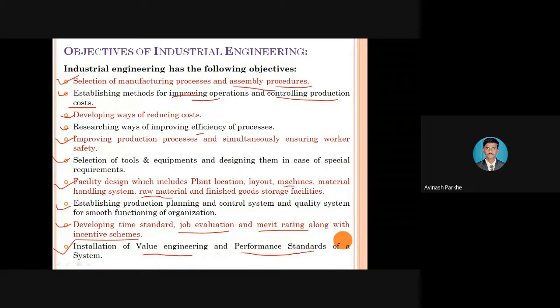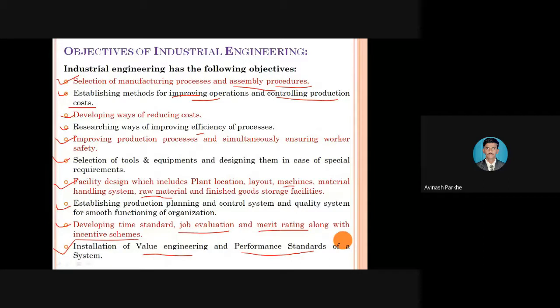So these are the major objectives. Those objectives should be satisfied by using this industrial engineering concept. If I implement all these objectives in any type of industry, automatically with minimum resources we can achieve the maximum output. And what is our role? What is our requirement? To increase the productivity. If productivity increases, profit increases.